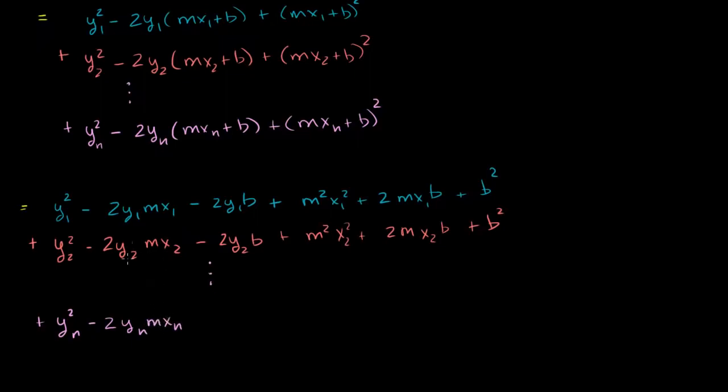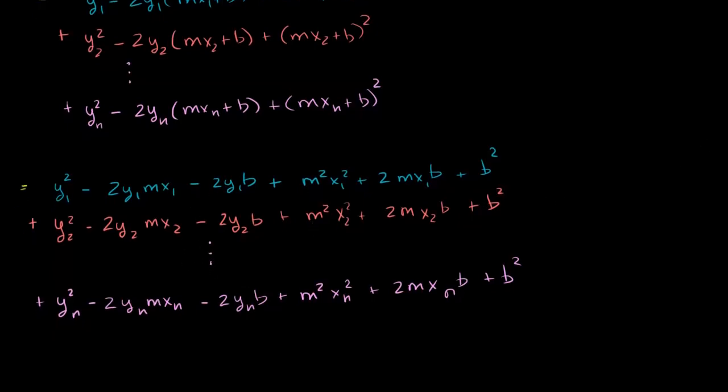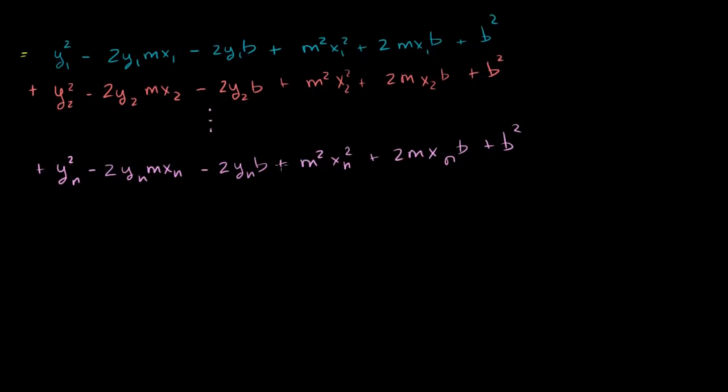So this is going to be yn squared minus 2yn mxn minus 2ynb plus m squared xn squared plus 2mxnb plus b squared. You don't even have to think, you just have to substitute these with n's now. So once again, this is just the squared error of that line with n points, between those n points and the line y equals mx plus b. So let's see if we can simplify this somehow. To do that, what I'm going to do is try to add up a bunch of these terms here.